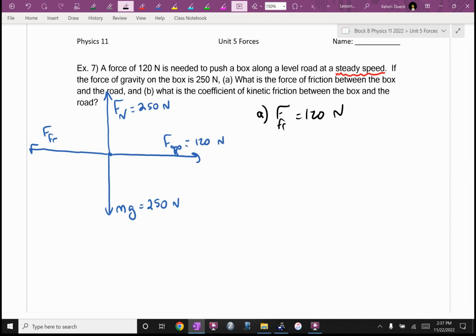Nuji, what's B asking me to find? What symbol is that? What's the only equation that's got a mu in it? Friction equals mu times the normal force. Okay. Get the mu by itself. Here's yet another equation. We don't need to memorize it. How would I move the normal force over?